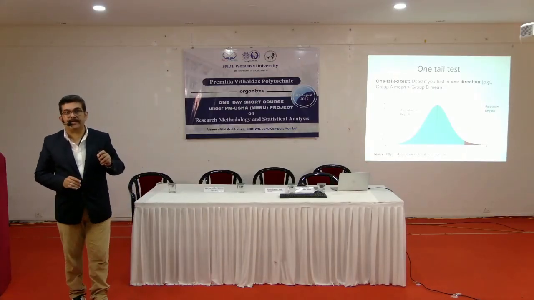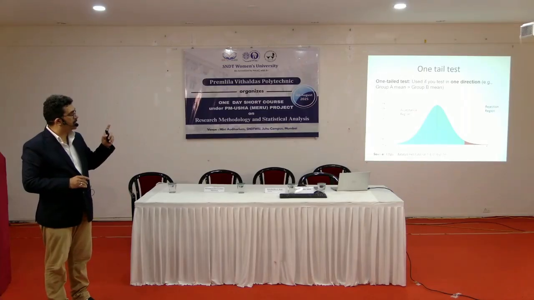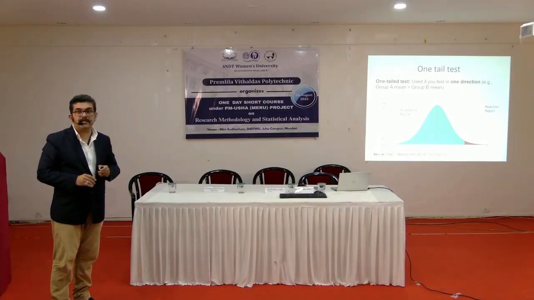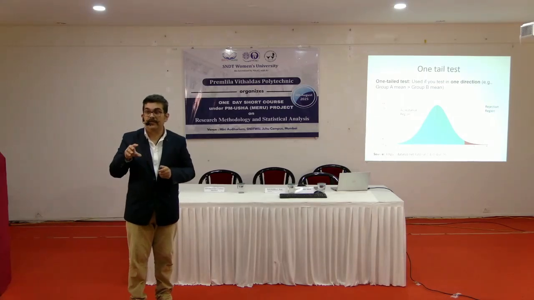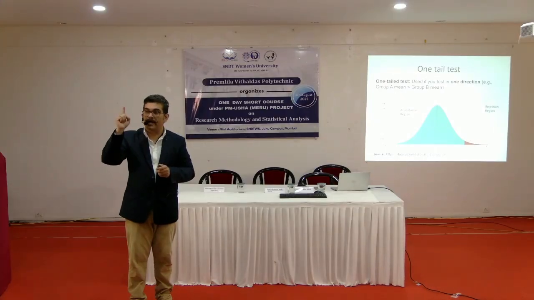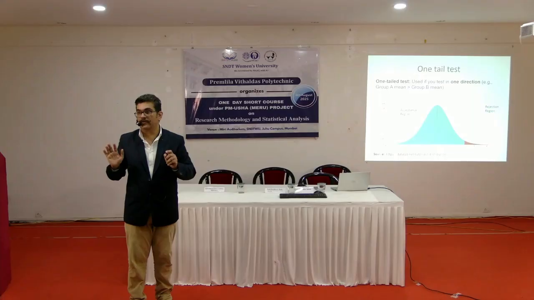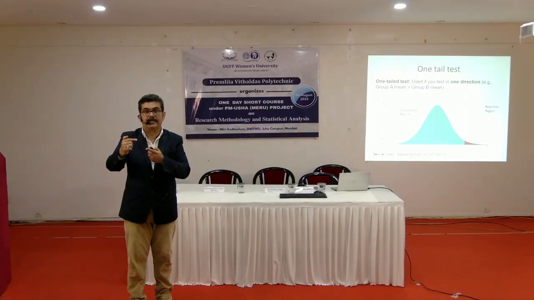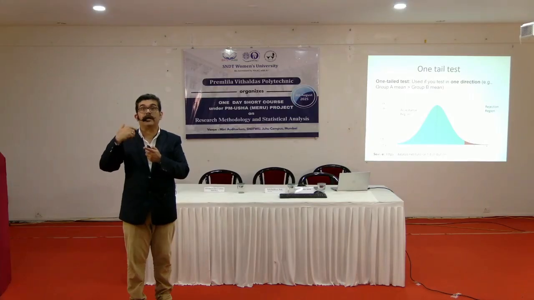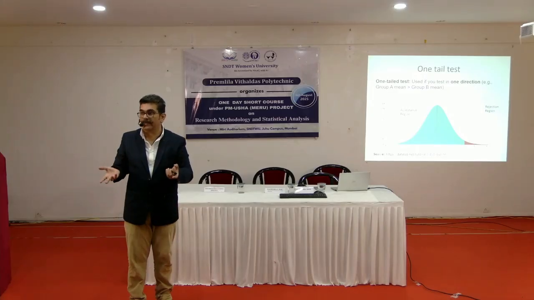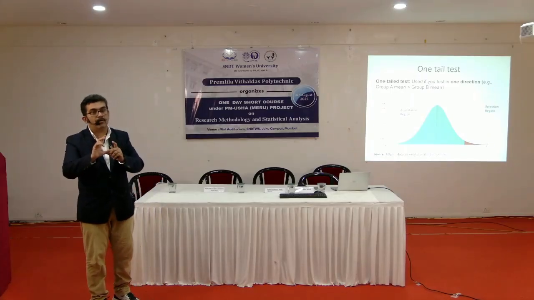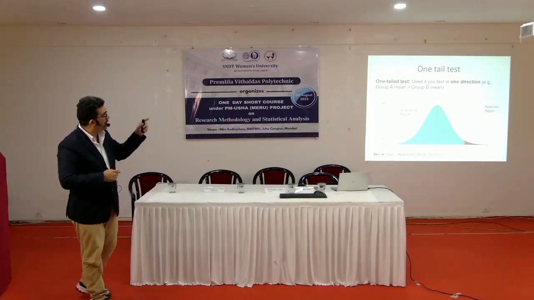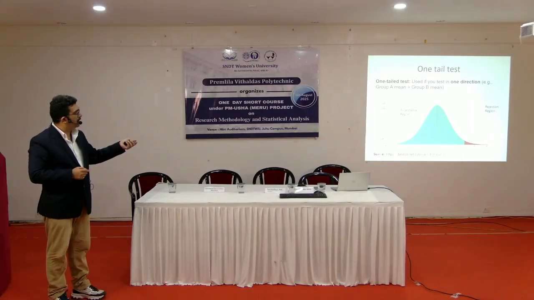There are types of t-test. The one tail t-test is used when testing in one direction. I want to find out whether my students' average score is more than the average of Maharashtra state students. So it's a one direction test. I want to find out whether they are more or not. I'm not finding out whether they are unequal. It can be less also, it can be more also. But my aim is to find out whether my students' average score is more or not. That is a one direction test, that is a one tail test.